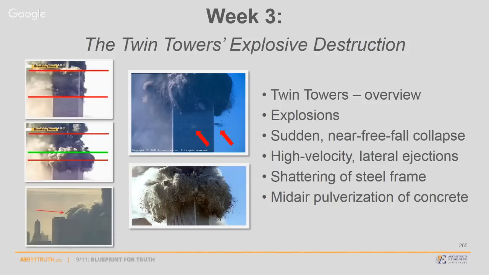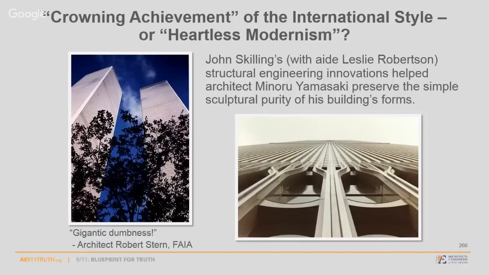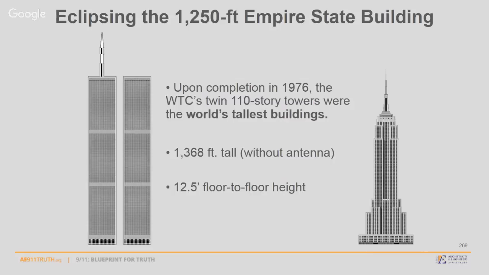But let's start with the basics, because some people love the Twin Towers, others hated them. Like Robert Stern, gigantic dumbness, right? You just extrude 2 squares until they become the tallest buildings in the world. The architect didn't feel that way, of course. Minoru Yamasaki thought that he was preserving the crowning achievement of the modern style here with the sculptural purity of forms. But look what we've done with modernism.